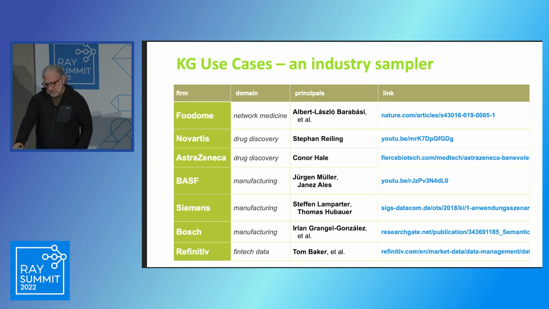I want to point to some really excellent material for different use cases. Jürgen is here. Jürgen and Jonas, there's a YouTube video about BASF. There's Stefan Lamparter and Thomas Hubauer from Siemens, another friend, Erlang Gonzalez, from Bosch, and in particular, I would point to the top two. I think what Stefan Reiling did with this use case at Novartis illustrates some of the techniques that we use. He's constructing a probabilistic graph out of a lot of scientific research, a triangle of molecules, genes, and diseases, and they can learn a lot from that.